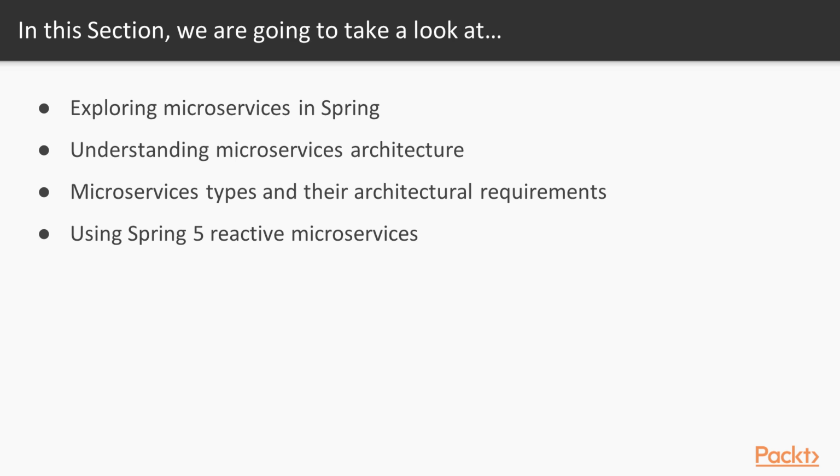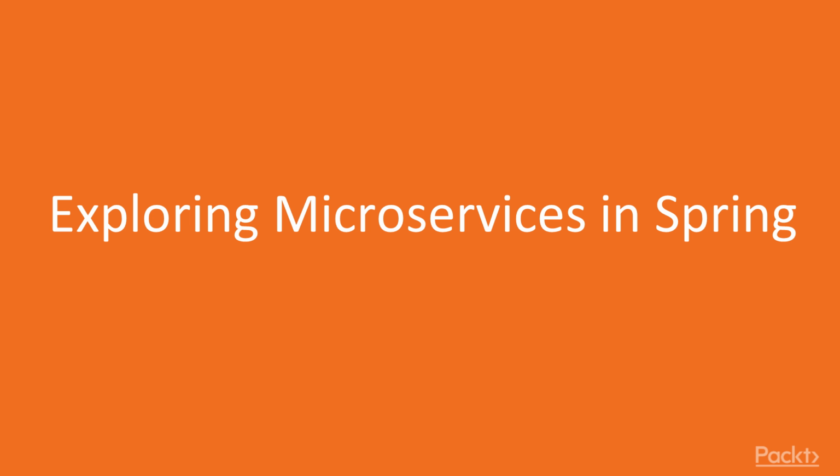In the second video, you are going to have a better understanding of microservices architecture. In the third video, you will look into microservices types and their architectural requirements. In the last video of this section, you will learn how to use microservices to resolve business issues in distributed systems. The title of this video is Exploring Microservices in Spring.